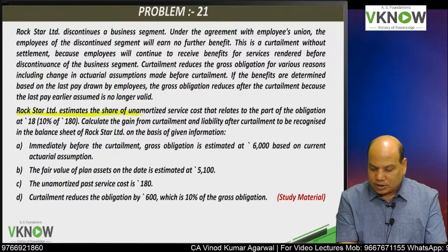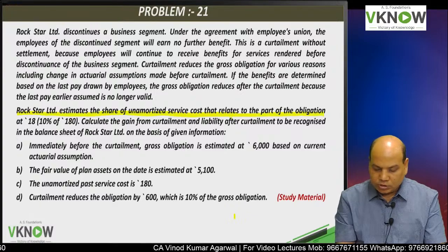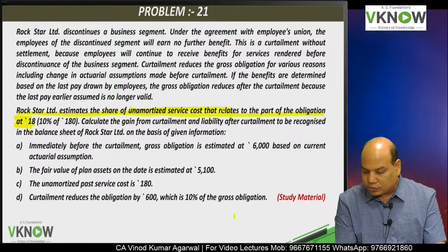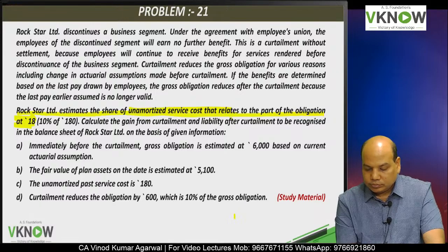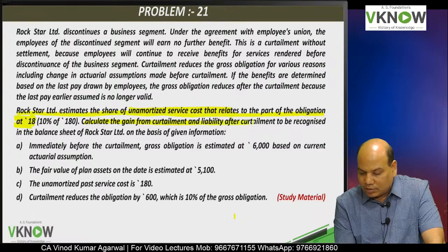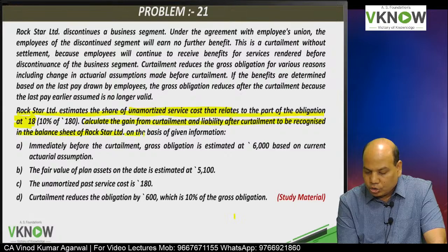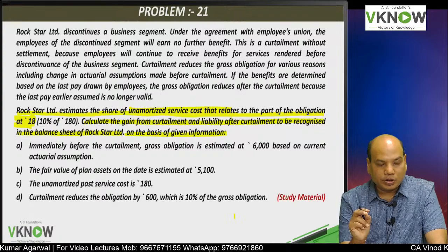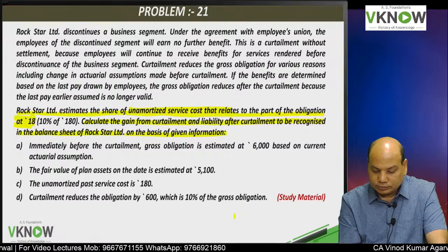Rockstar Limited estimates the share of unamortized past service cost that relates to part of the obligation at 18 rupees. So unamortized service cost will reduce by 18, like the previous problem. Calculate the gain from curtailment and liability after curtailment to be recognized in the balance sheet of Rockstar on the basis of the information given. So we are solving a very important question number 21. Source is study material, also past exam.